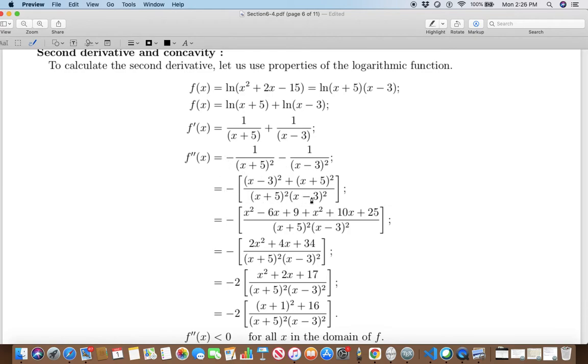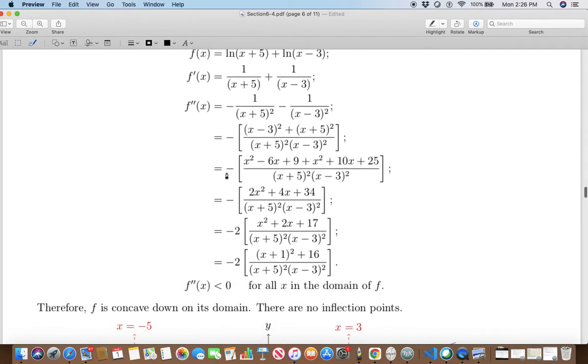Combine over a common denominator: x minus 3 squared plus x plus 5 squared, open and open. Don't forget it's negative throughout outside. At the end, I have in the numerator a 2 in common. I'm left with x squared plus 2x plus 17 when I factor the 2 out. But notice the numerator. It's nothing but x plus 1 squared, which takes care of the first 2 terms and 1 from here, and 16 left over.